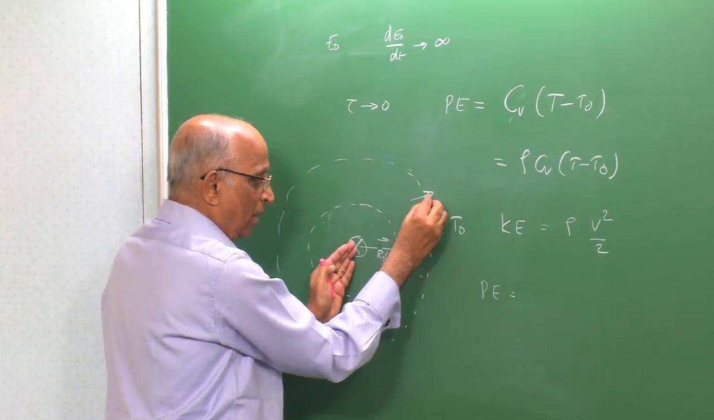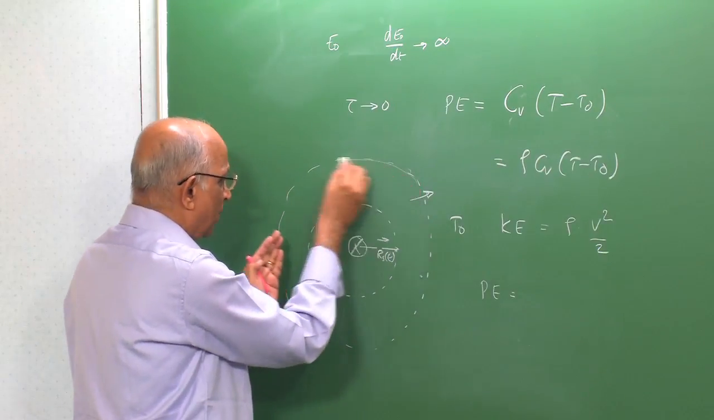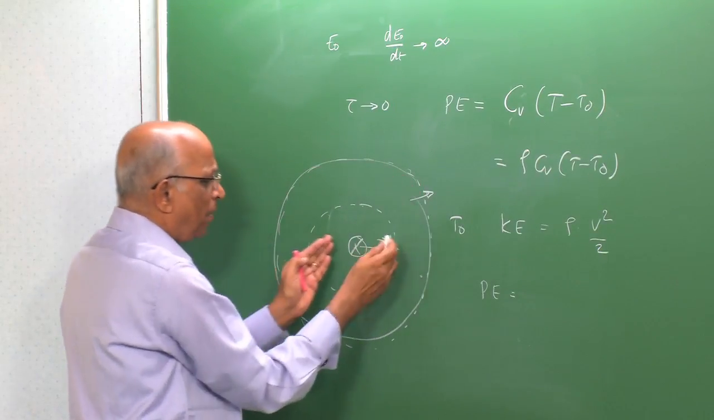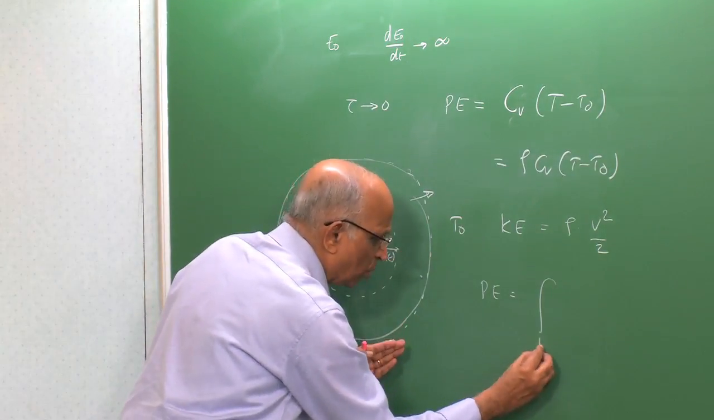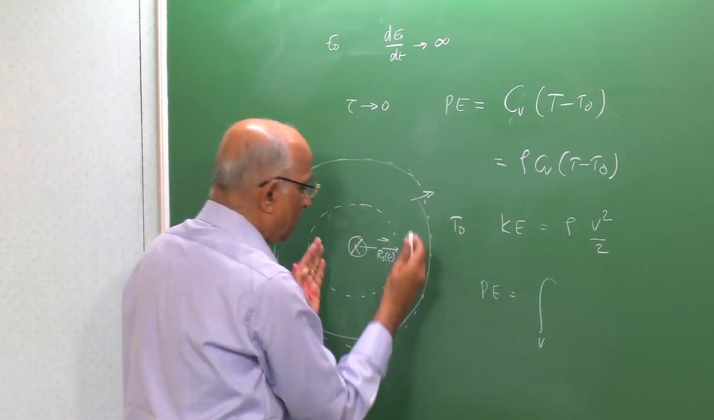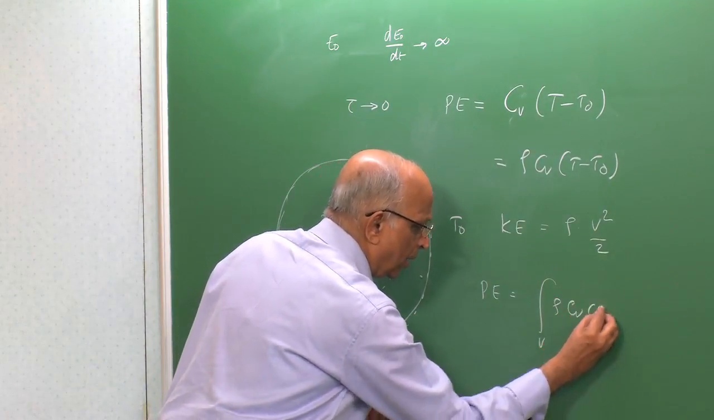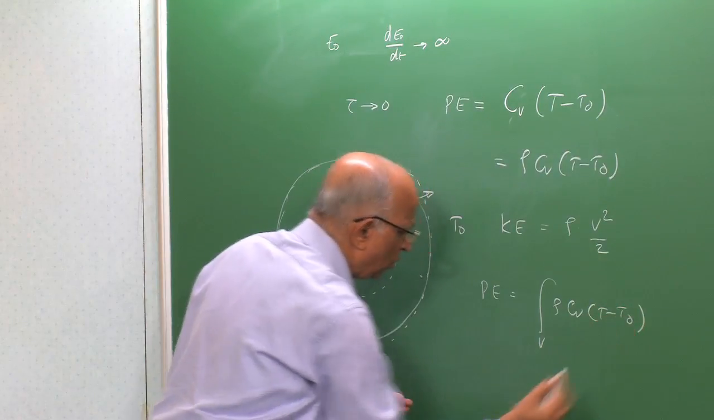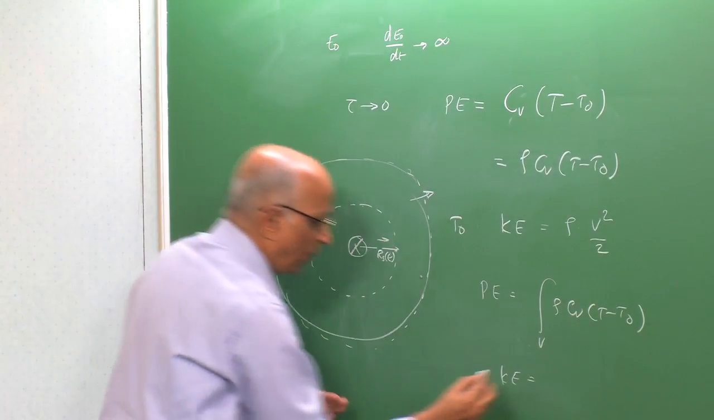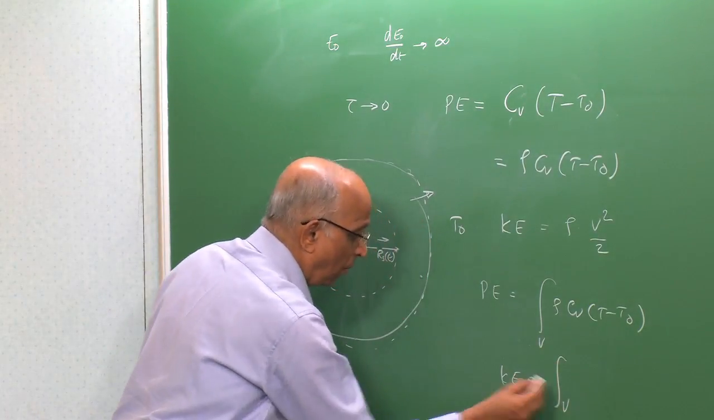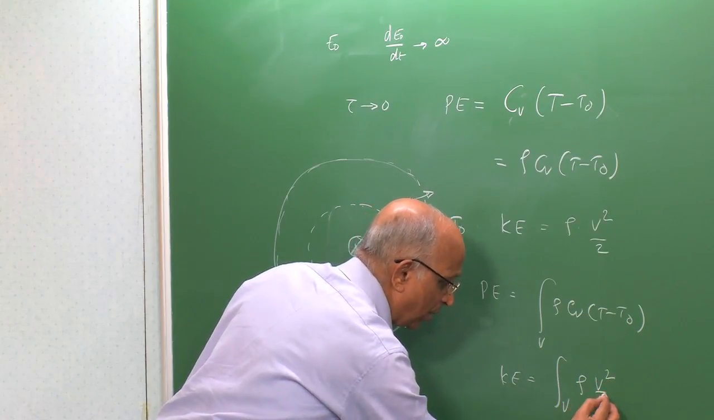This travels at supersonic speed. Well, the medium outside is not affected, only the medium which is enclosed by the lead blast wave or lead shock wave gets affected. And therefore, if this volume is V, the total potential energy in this medium corresponds to rho Cv into T minus T0, so much joules, and the kinetic energy enclosed by the lead shock wave is equal to integral over the volume into rho into velocity square divided by 2.